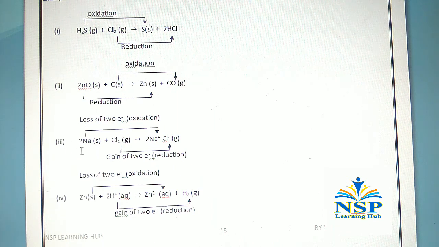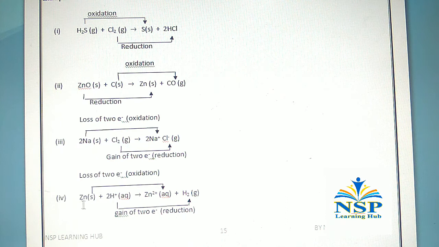Example 3. 2Na plus Cl2 gives 2Na+ ion plus 2Cl- ion. Here 2Na changes into 2Na+ ions. Loss of 2 electrons here, so it is an oxidation reaction. And chlorine gas changes into 2Cl- ions. Here gain of 2 electrons, so it is a reduction reaction. Negative ion means it accepts electron pairs and positive ion means it gives electron pairs.